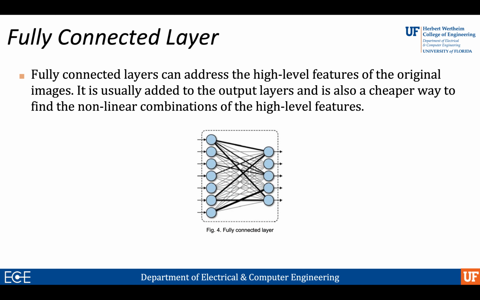So the next is the fully connected layer. Fully connected layers can address the high-level features of the original images. It is usually added to the output layers and is also a cheaper way to find the nonlinear combinations of the high-level features.